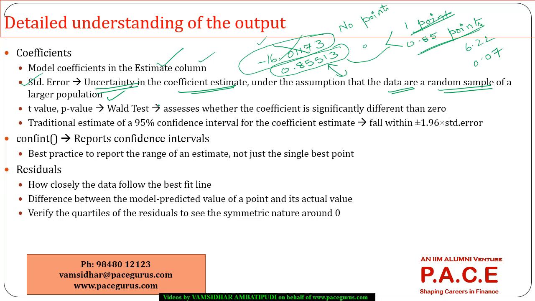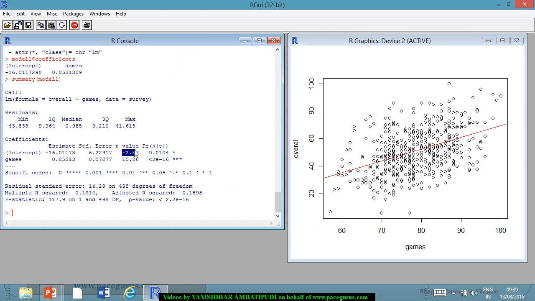Now the t value, the other thing that is computed here, is simply computed as the estimate divided by the standard error, right? It tells us how many times the uncertainty value is the value of the estimate, the estimate as a proportion of the standard error. That is the t value. In this case, it is 0.85 divided by 0.078, which works out to 10.86. So that's the t value.